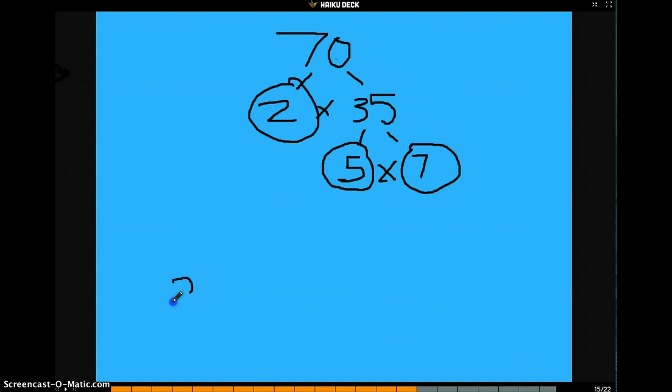So we're going to write 2 times 5 times 7. If we check, 2 times 5 is 10. 10 times 7 is 70.